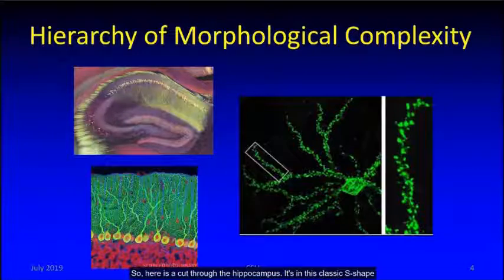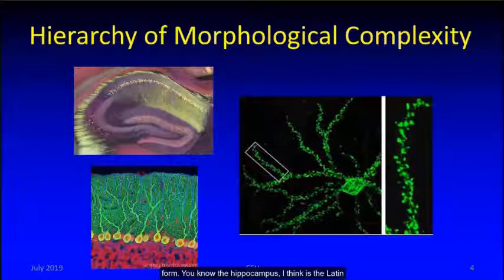So here, this is a cut through the hippocampus. It's this classic S-shaped form. The word hippocampus is the Latin or Greek word for the seahorse, which is shaped like that. This is a section through the cerebellum. These neurons here are Purkinje neurons with an enormous, elaborate dendritic arborization. And then here is a neuron culture stained for these spines. So the complexity goes from the whole tissue all the way down to an individual cell.